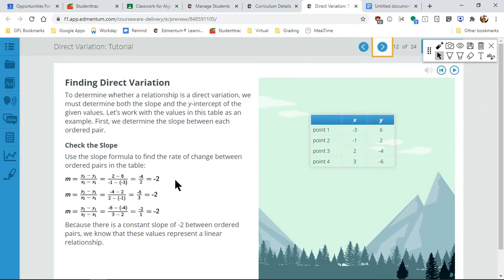All right, so now we're going to talk about these. Let's see if these vary directly. So this is what I've been doing. It's like check for slope. You could use the formula very easily, or you can do what I do.